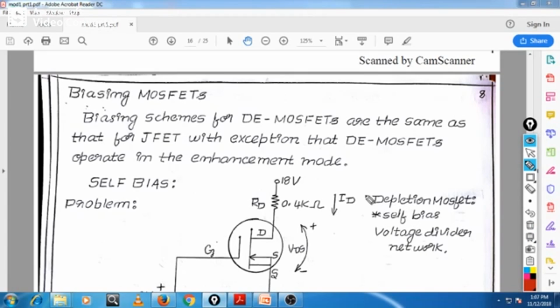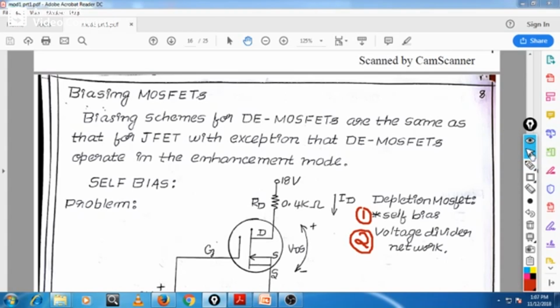So my dear students, first we will take biasing of the depletion MOSFET. For depletion MOSFET, there are two types of biasing methods. The first one is self bias. The second one is called voltage divider bias. In your notes, please make a note. First we will see self bias.